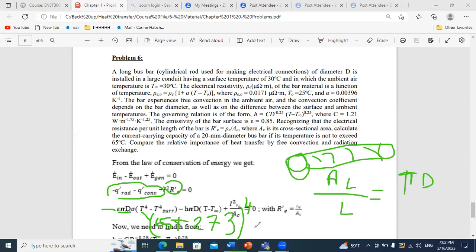minus T surrounding, which is T infinity. This is the temperature of air. Sorry, here we use the surface temperature. Here it is the same. In particular, in this problem, it is the same, but pay attention. In the radiation term, you will use the temperature of the conduit surface, which they called T surrounding. And in the computation of convection, you use T infinity of air.